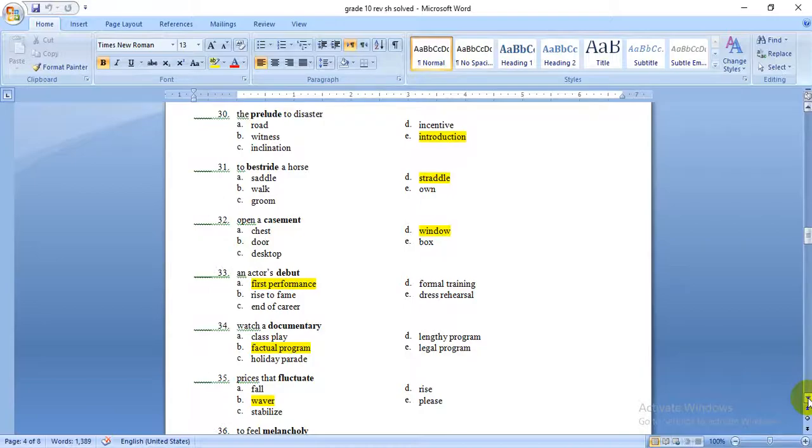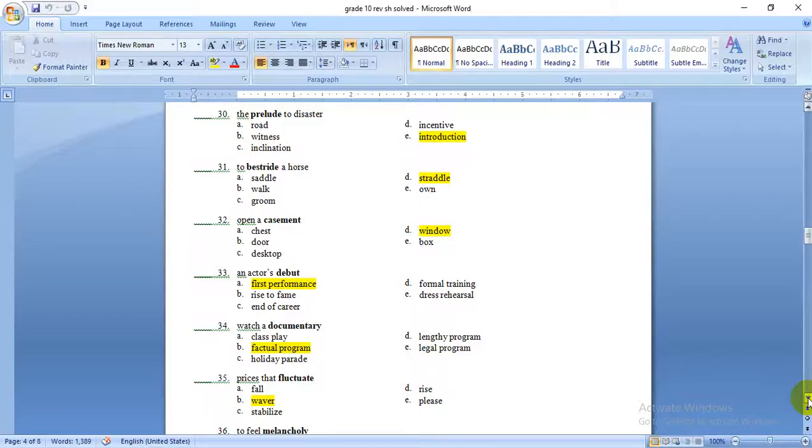32, open a casement. Choices are chest, door, desktop, window, box. The right answer is window. So D. 33, an actor's debut, first performance, rise to fame, end of career, formal training, dress rehearsal, and a debut is the first performance.